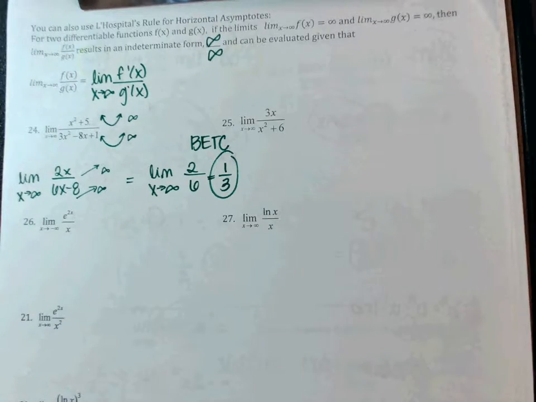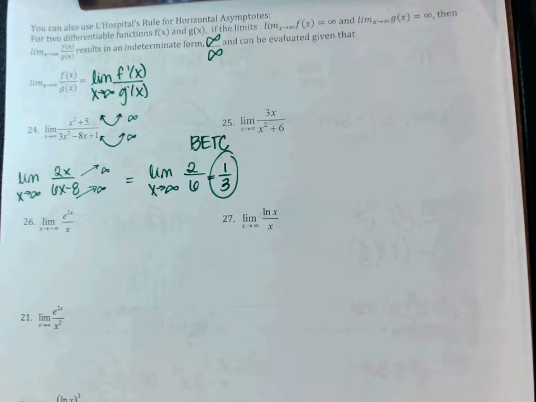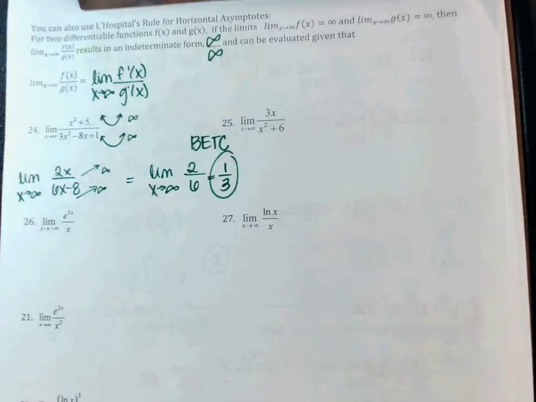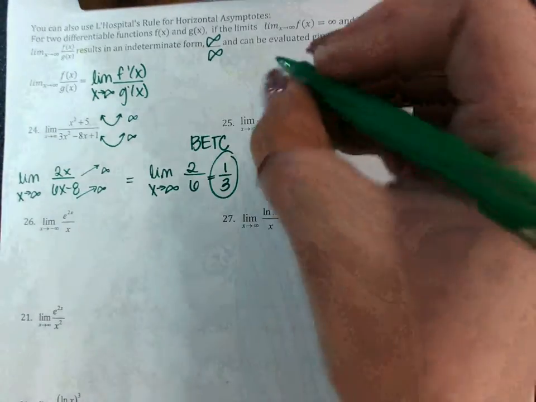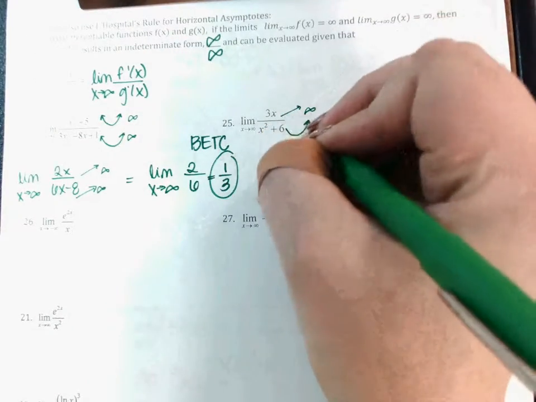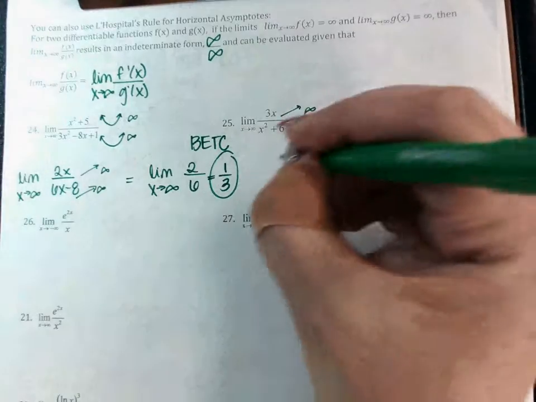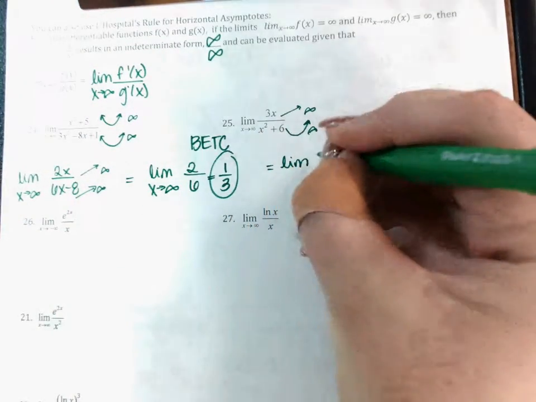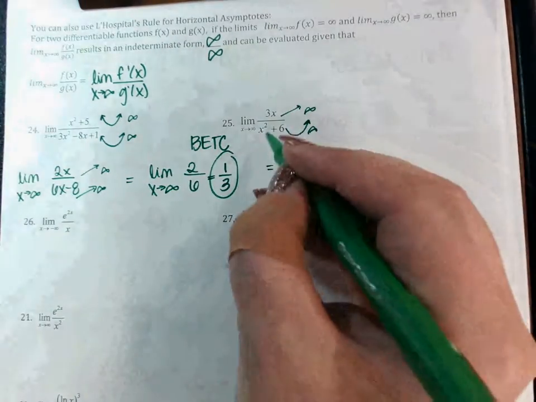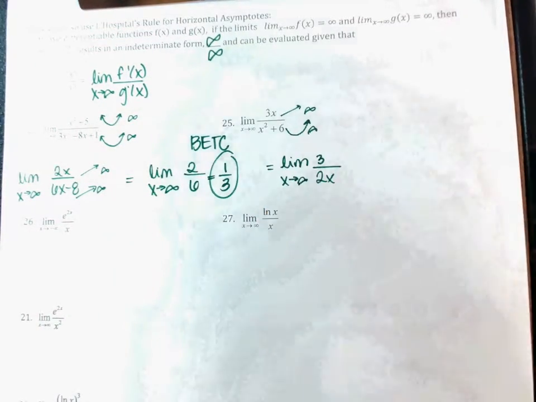Okay, now look at 25 real quick. What's the shape of this one? A line. What's the shape of this one? Parabola. As I go to infinity, are they both going up forever and ever? Okay, this one goes like that. So yes, it's infinity over infinity. Then I get to use L'Hopital's rule, take the derivatives. So it'd be 3 over x squared, the derivative is 2x, as x goes to infinity.